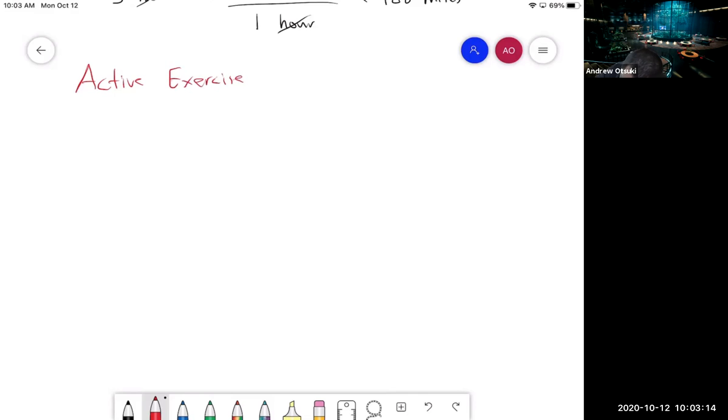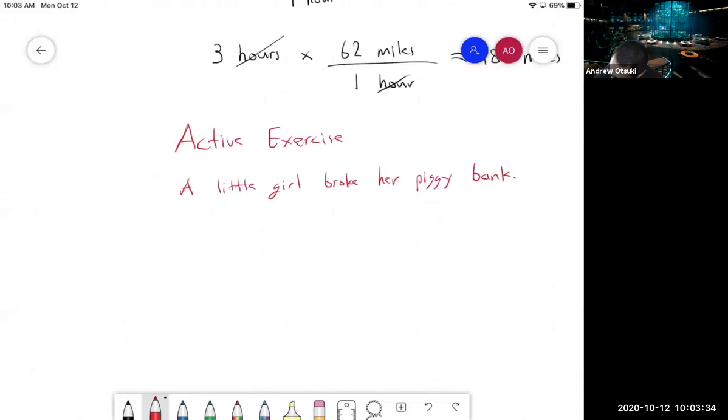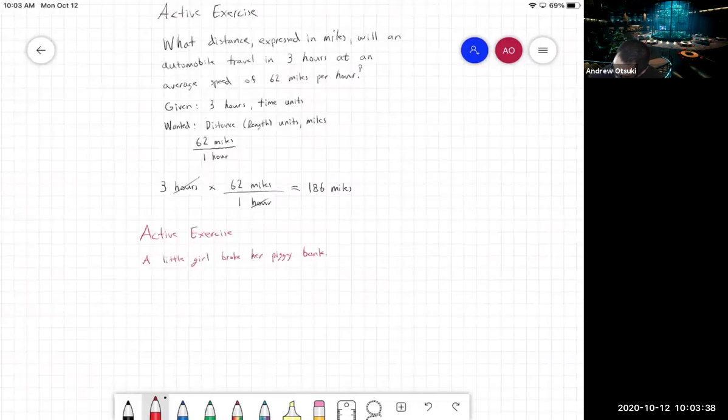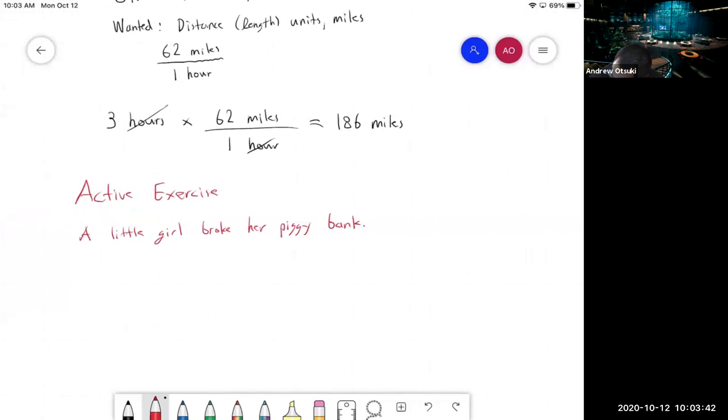So say a little girl broke her piggy bank and inside she found 2,608 pennies. How many dollars does she have?